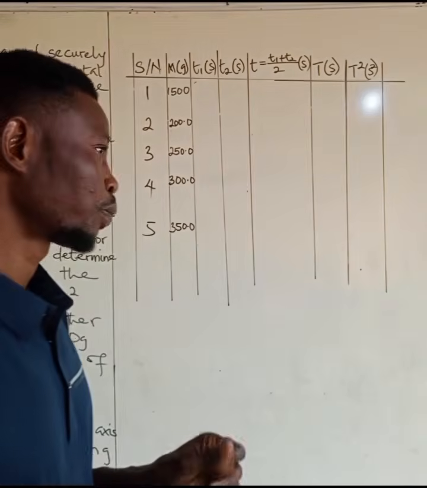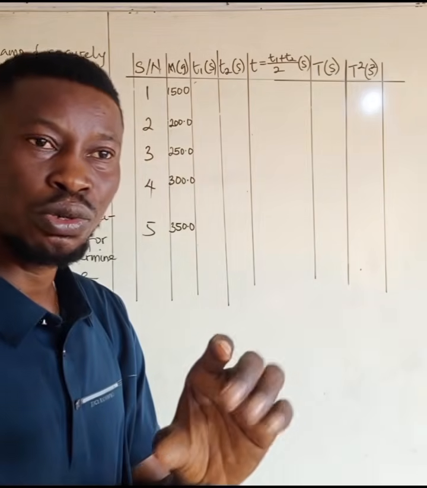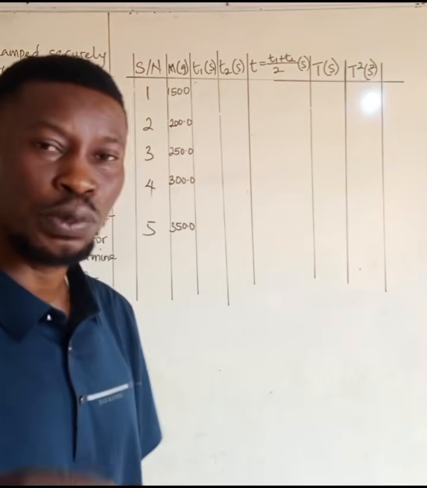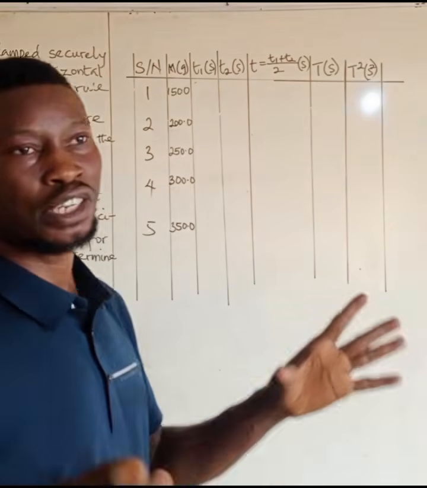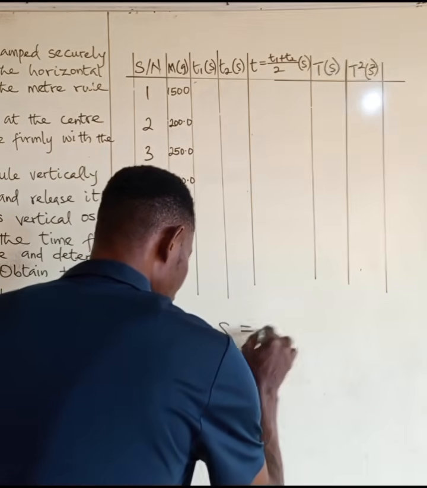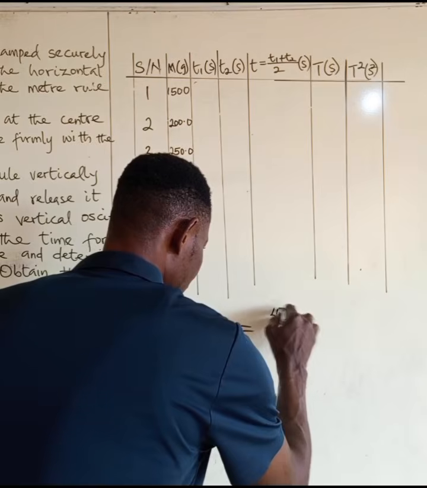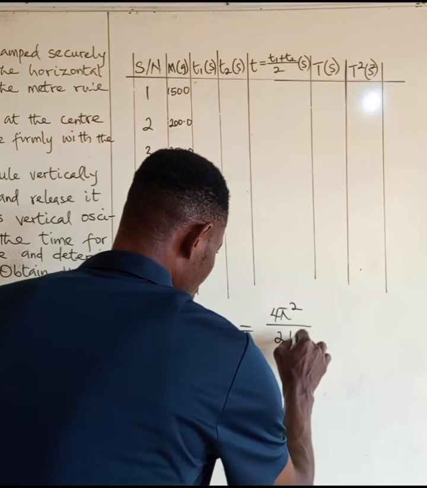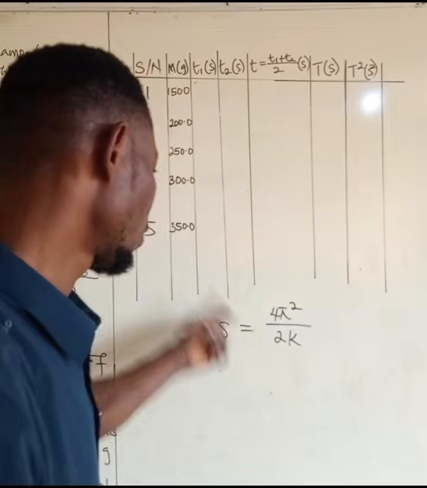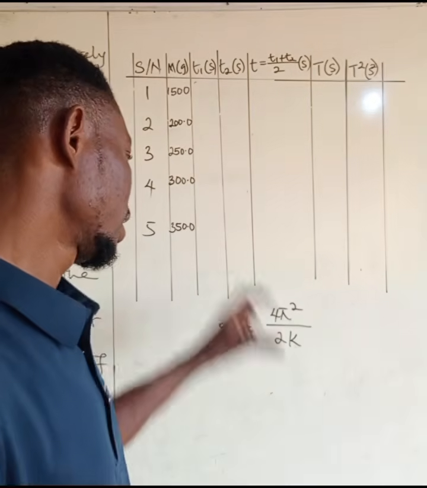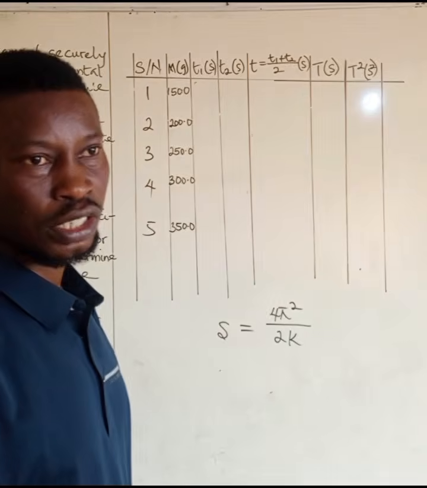And also, you may be required to use your slope to calculate the value of the spring constant. And it is very, very simple. The slope of your graph is actually equal to 4 pi squared all over 2k. So once you make k the subject of the formula, you will get the spring constant.